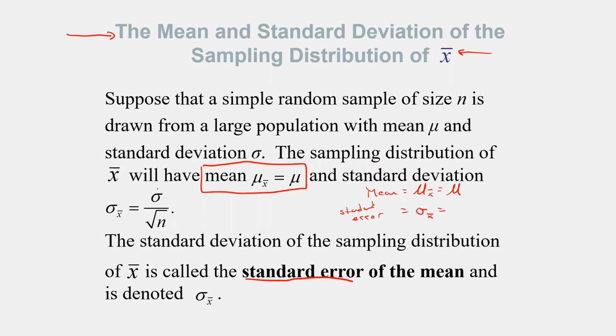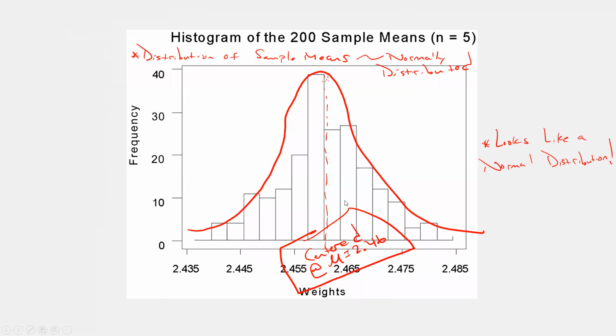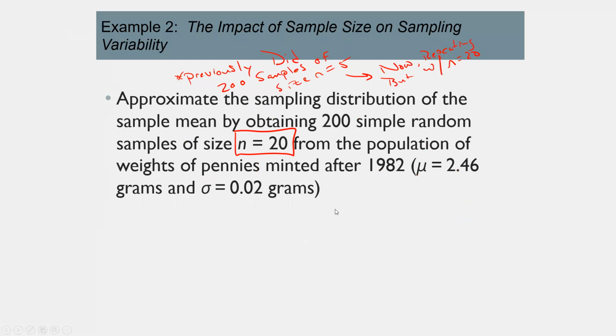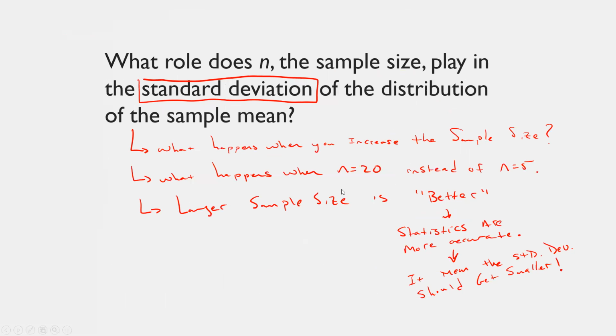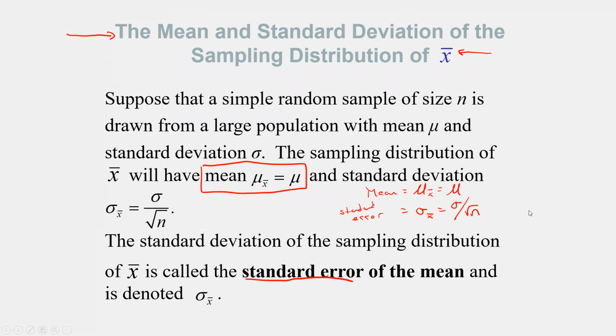And all you do, it's one of the easiest formulas in the class, is you take the population standard deviation and you divide by the square root of n. Which is why, as you increase the sample size, the standard deviation got smaller than it was here. That's because the sample size here was 5 and here it was 20, so the standard deviation decreased. So now we know what the mean and standard deviation is for a sampling distribution of X bar.